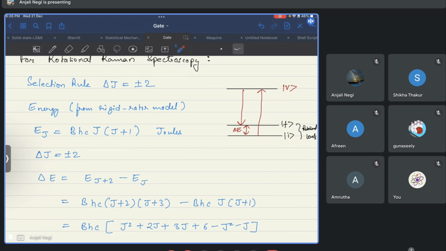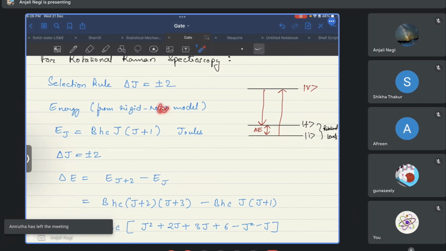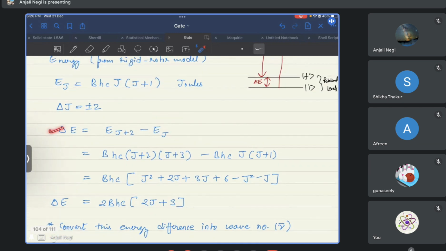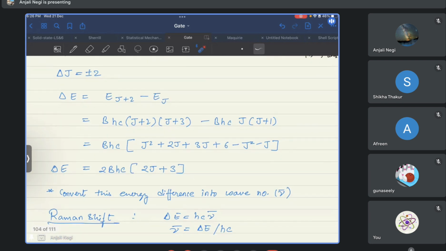So the energy for the rigid rotor model, EJ, is equal to BHC times J(J plus 1) joules, and delta J is equal to plus minus 2. If I calculate delta E here, it will be the difference between EJ plus 2 and EJ, correct? Then just put the formula as it is and solve it. You will get delta E equal to 2BHC(2J plus 3).